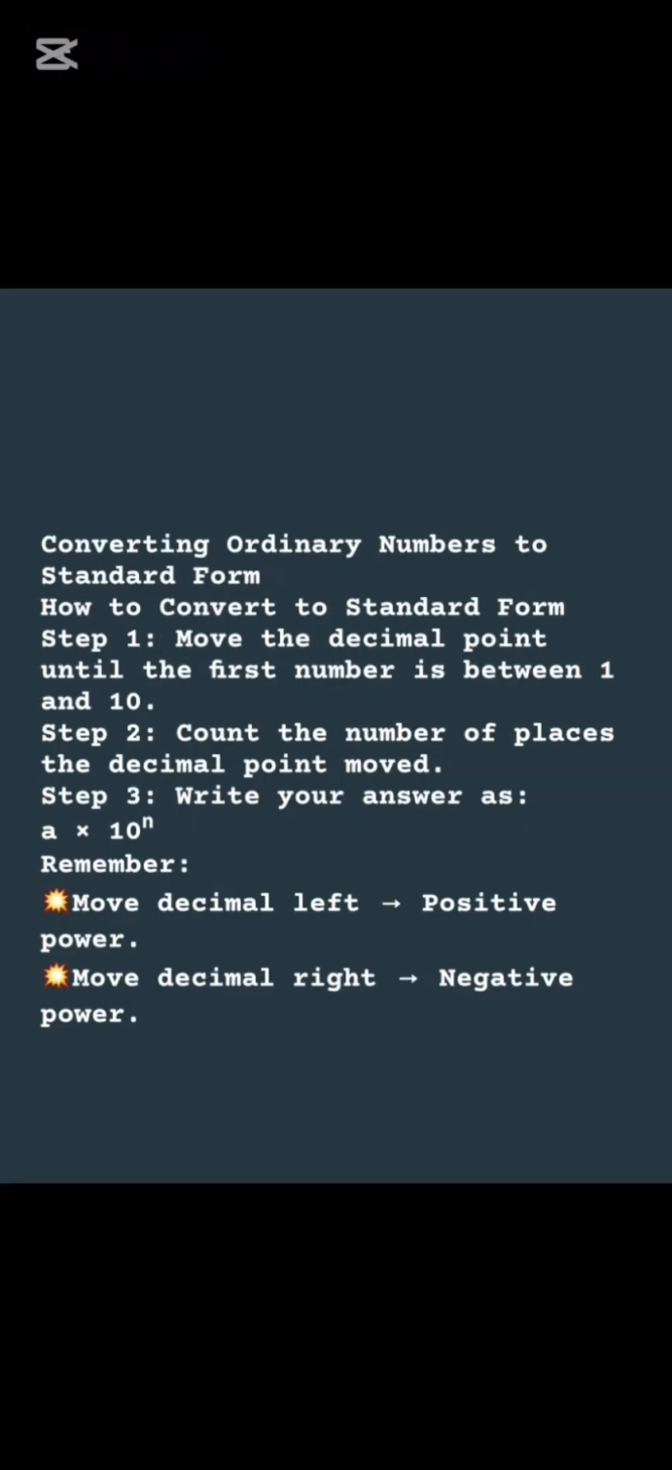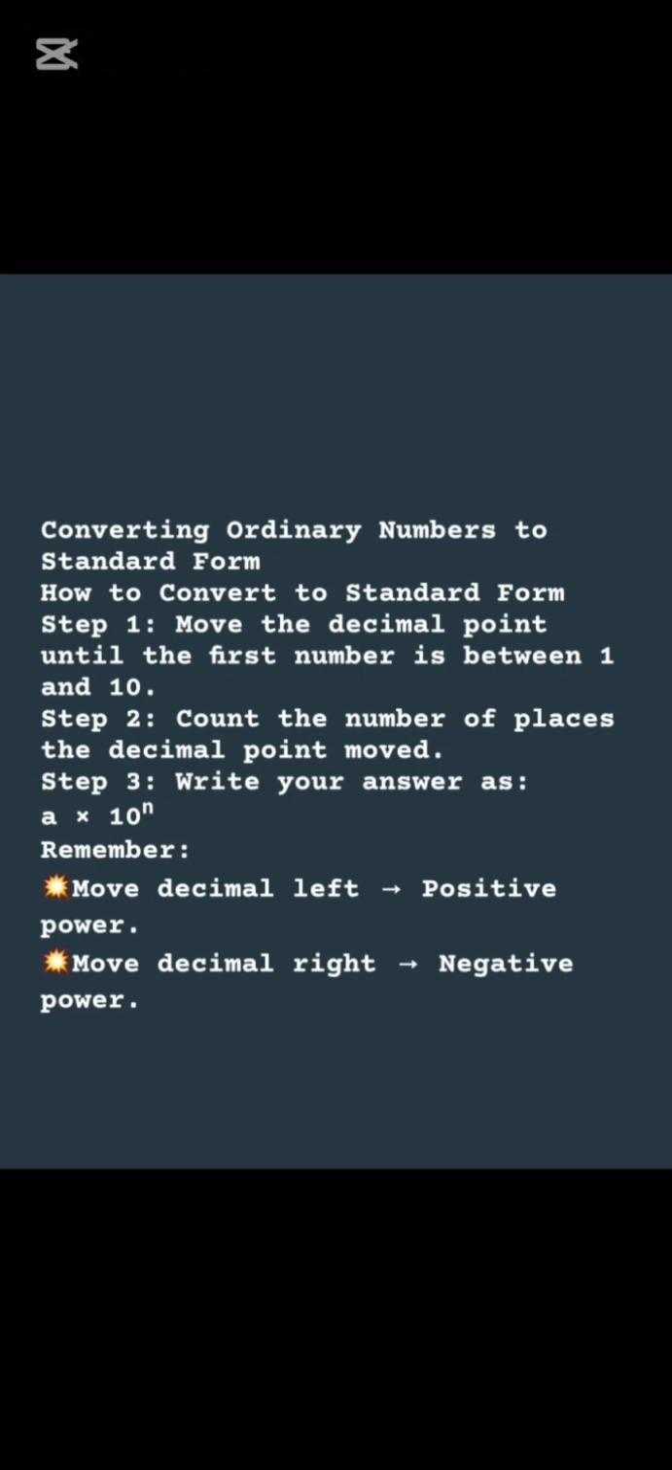Now here are some few steps that you have to note. First, move the decimal point until the first number is between 1 and 10. Second, as you move this decimal point, you count the number of places the decimal point has been moved. Number 3, write your answer as A times 10 raised to the power n. Now remember, when you move the decimal point to the left, it is a positive power. When you move it to the right, it is a negative power.